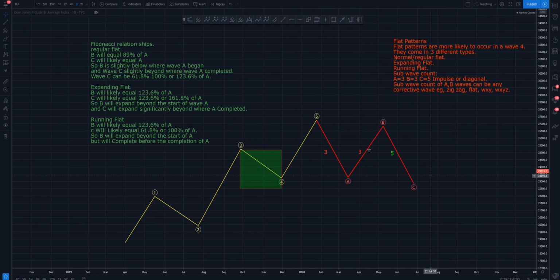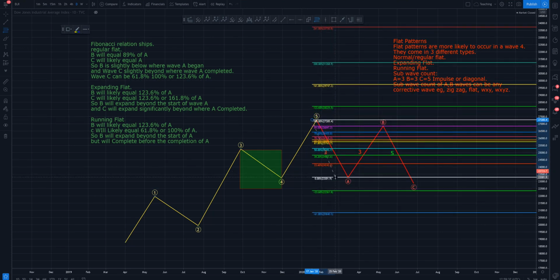Now, each of these flat patterns has its own set of Fibonacci relationships which we're going to discuss. We're going to start with a regular flat. Now, regardless of the length of the A wave, the B wave will equal 89% of the A. So the way we're going to do this is get our Fibonacci tool, find the start of our A, come down to the bottom of our A, and here's 89%. And this is where we'd expect to find the B.